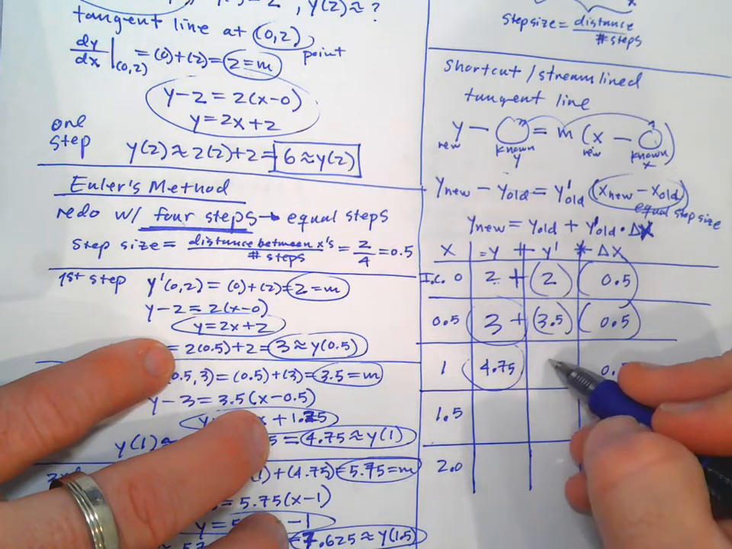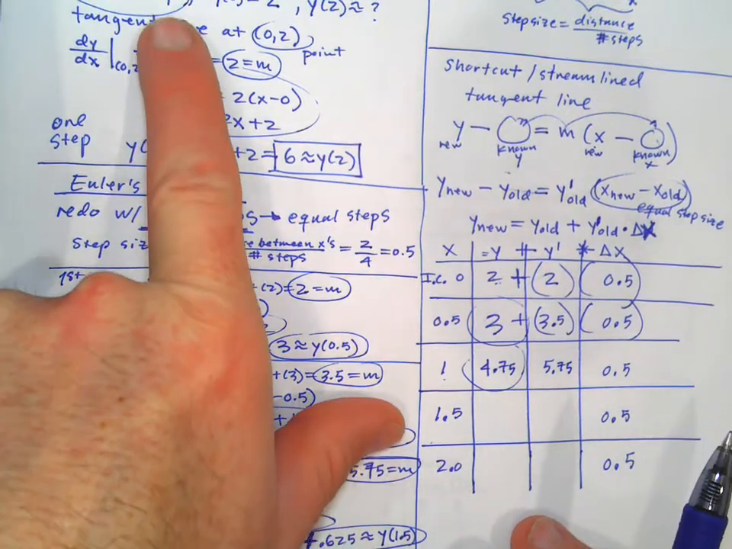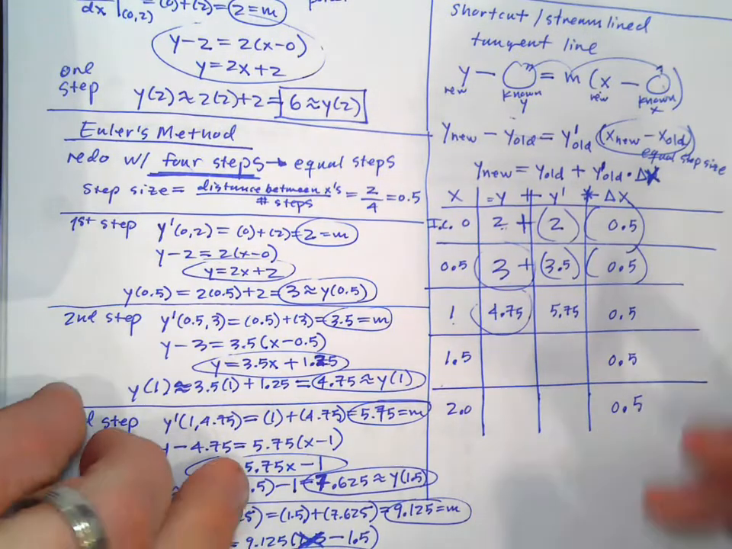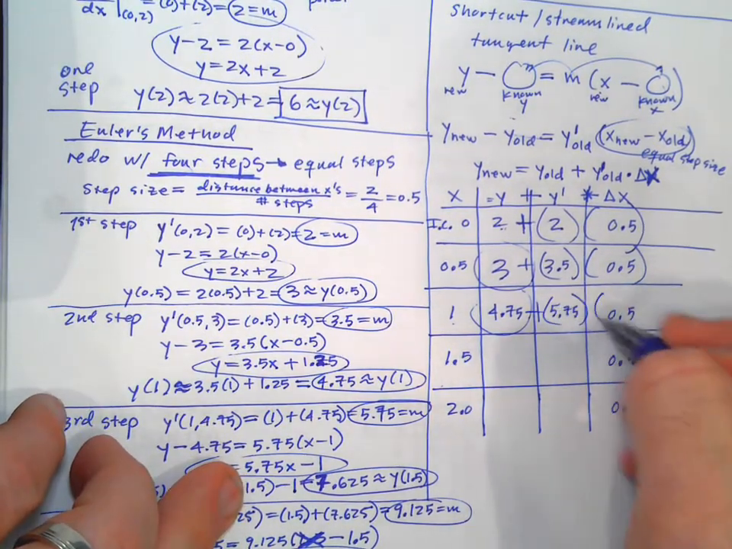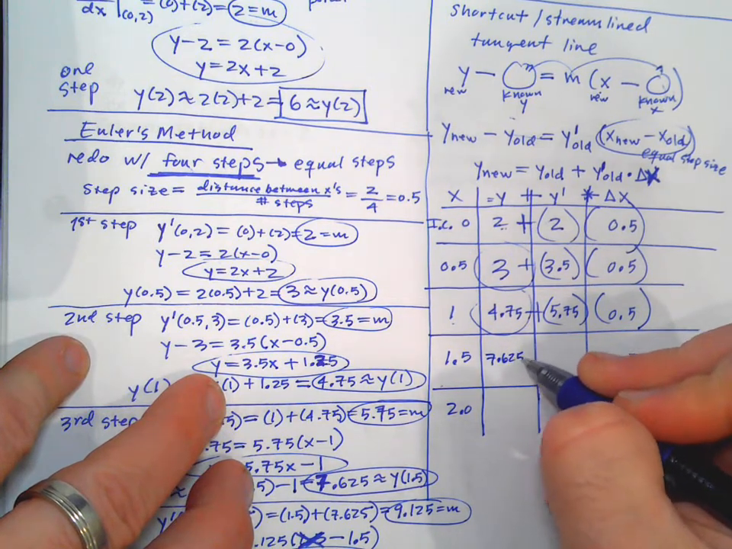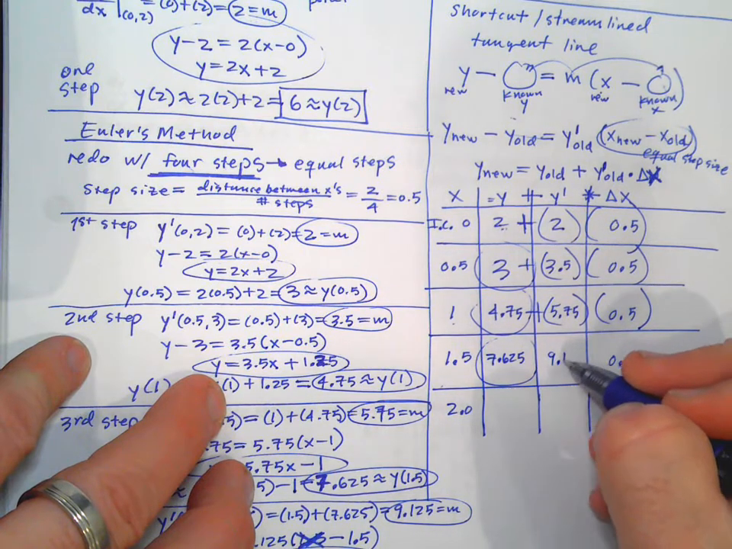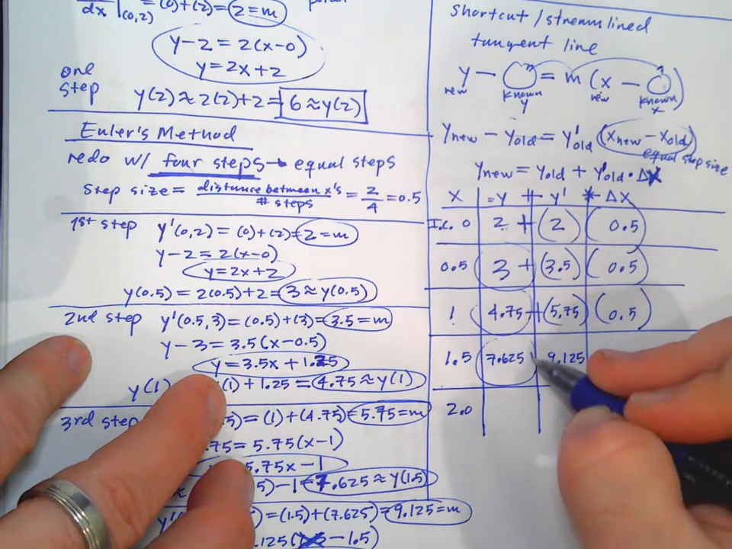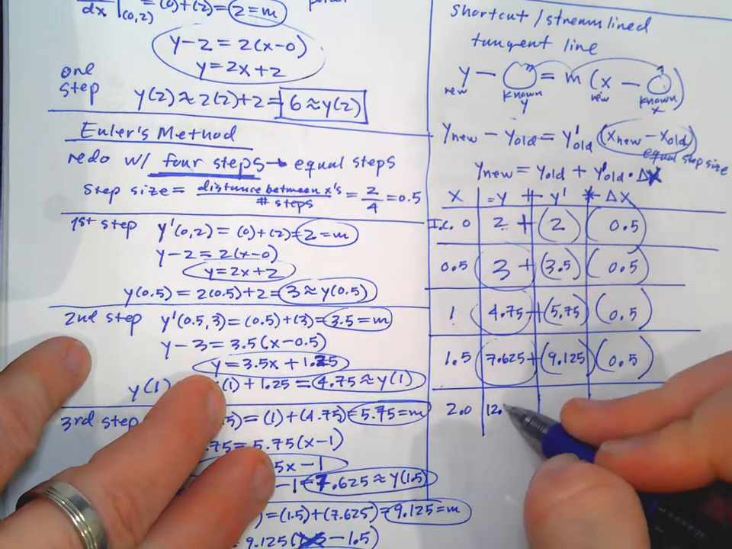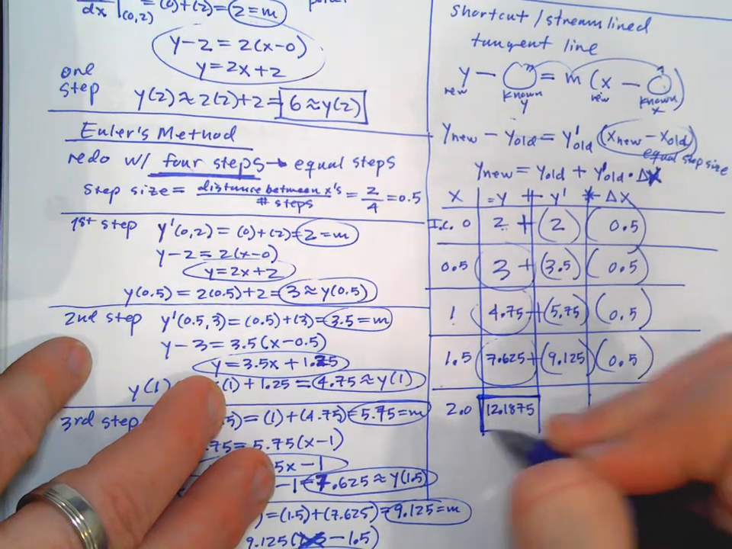Okay, so we're going to add these together to get the new y prime. We're only adding these because that's what this differential equation said to do. If the differential equation is different, you have to follow that rule. So now it's going to be this plus this times this, and that's where we get 7.625. All right, got that. So now we add these together, 9.125. We're going to add this times that, and we're going to get 12.1875. This is your answer, okay?